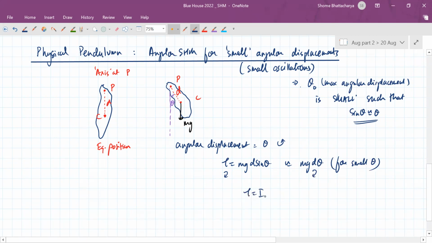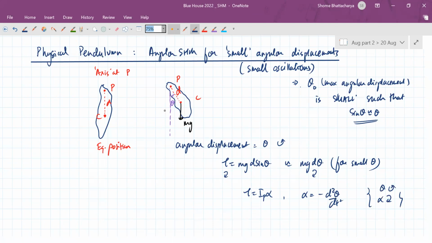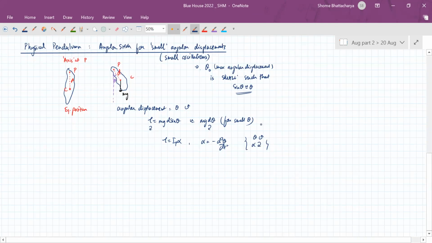So when we substitute torque equal to I alpha, here alpha will be minus d2 theta by dt square, because theta was in this case anti-clockwise, and the alpha we are getting will become clockwise. So we get the angular harmonic equation straight away because I've already used the small angle approximation. So d2 theta by dt square is equal to minus mgd divided by the moment of inertia, into theta. But of course, this is for small angular displacement.